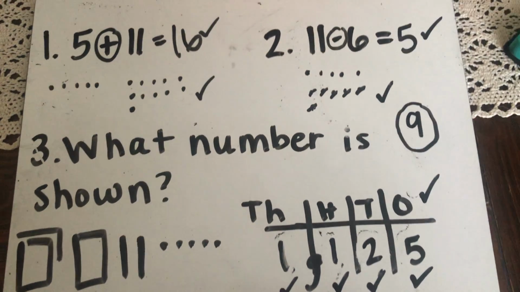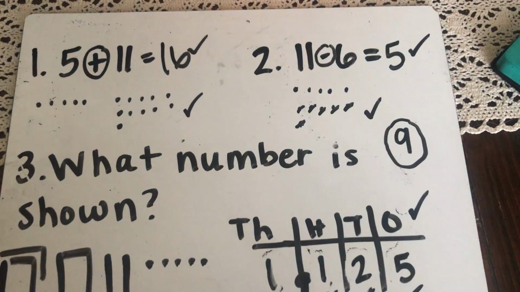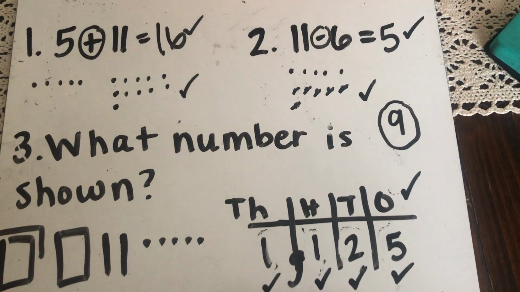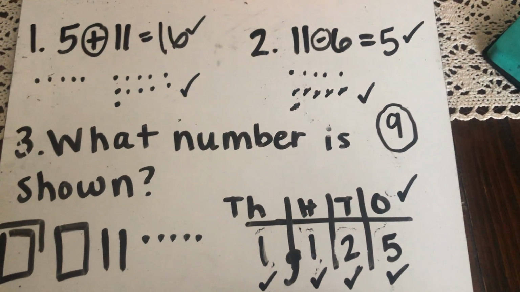Today you could have gotten 9 checks for using all of those different strategies. Go ahead and count up your number of checks, see how many you got, and then set a goal for tomorrow. How many checks do you want to get, and what strategy are you going to use to make sure that you get all 9 checks?